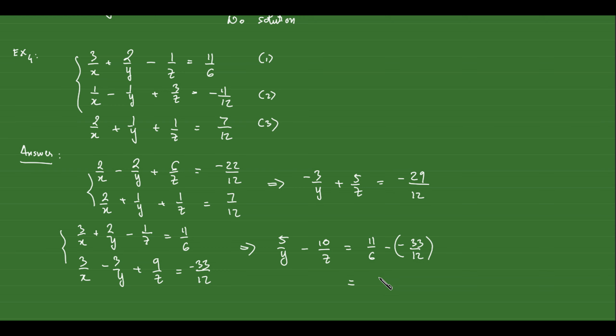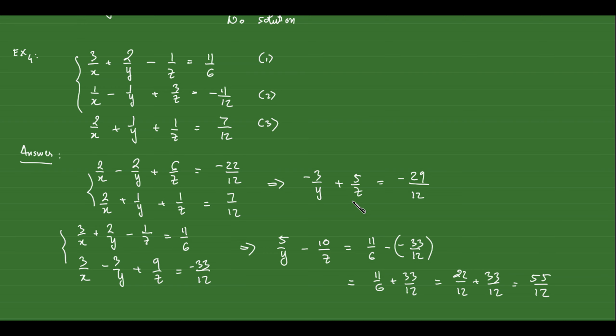So it gives you 11 over 6 plus 33 over 12, which is 44. No, multiplied by 2, right? So it's 22. So 22 over 12 plus 33 over 12, which is 55 over 12. Okay, 55 over 12. It's not a nice number either, so I have to change it.